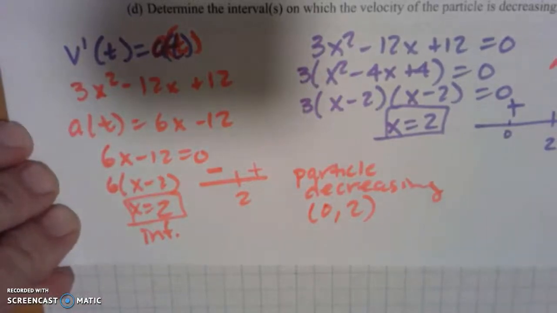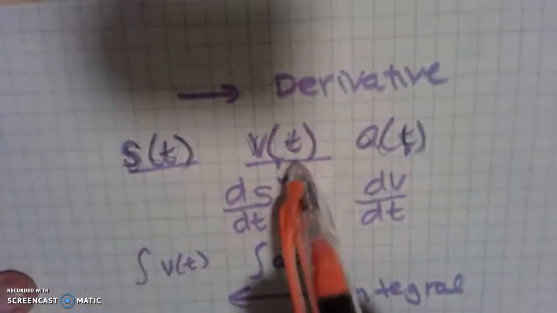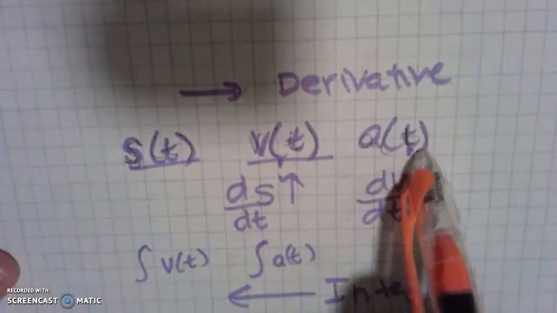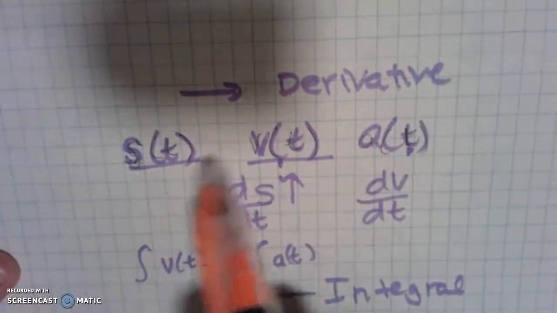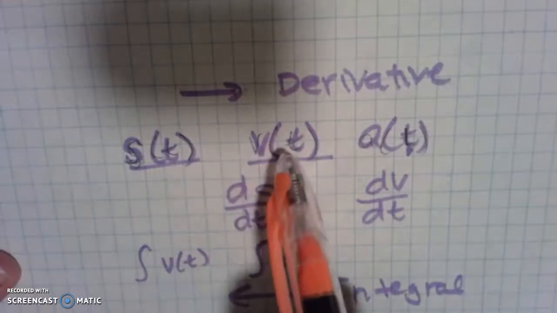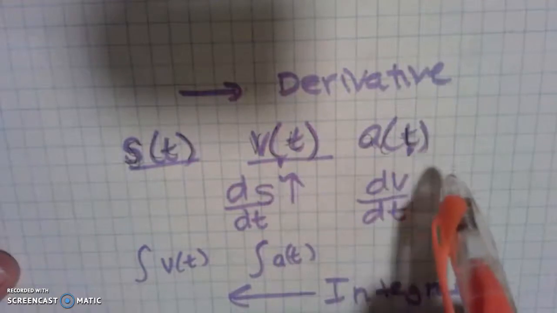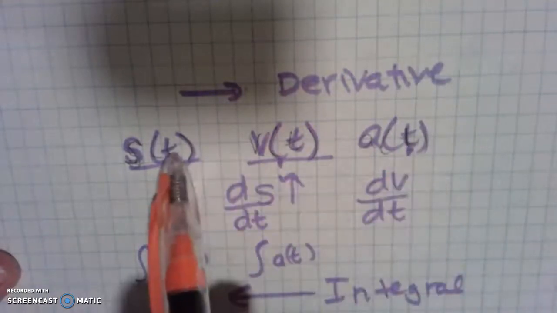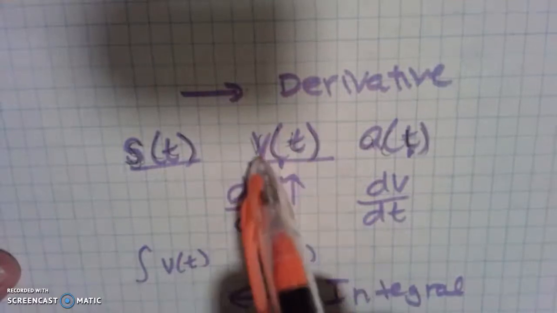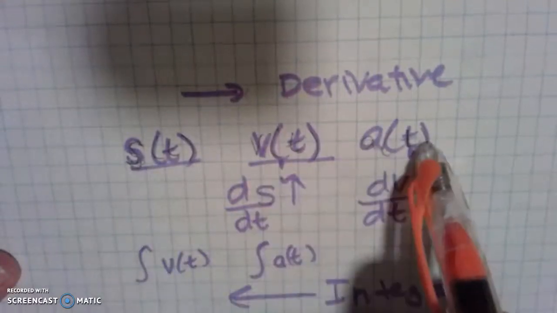Okay, the big lesson in here is that, to get from position to velocity and acceleration, you're going to either take the derivative to get from position to velocity, take the derivative again to get from velocity to acceleration, and then take the integral if you're going in the other direction. So if I were to give you velocity, you can take the integral to get to position, or you can take the derivative to get to acceleration.